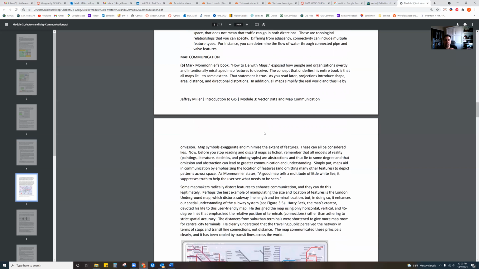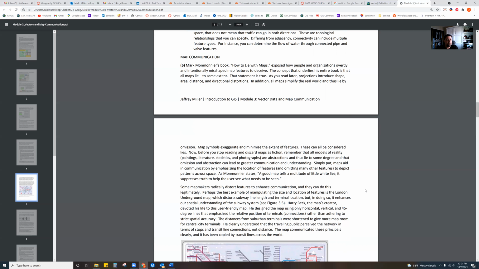Let's break down now and talk about map communication, right? So we know how important vectors are, and generally speaking, vectors are what we think of when we talk about maps, but communicating maps. I love this summary of how they describe what maps do. Well, they obviously communicate information spatially and visually. The other thing about it, maps lie. Maps lie. So how do maps lie?